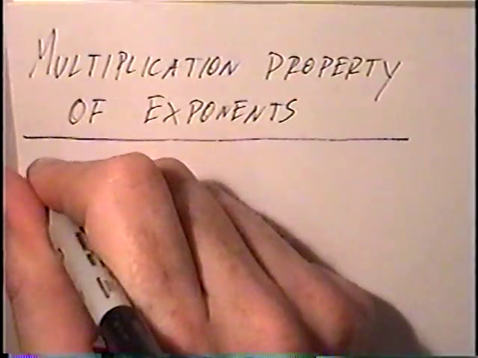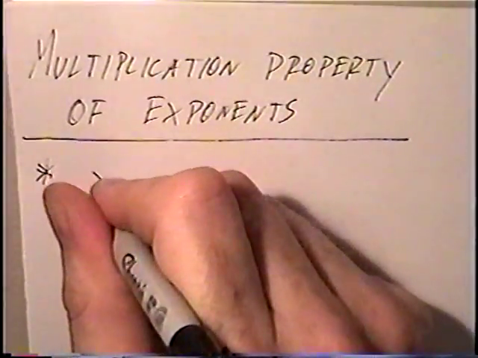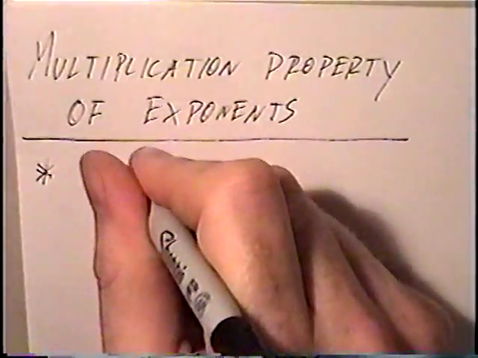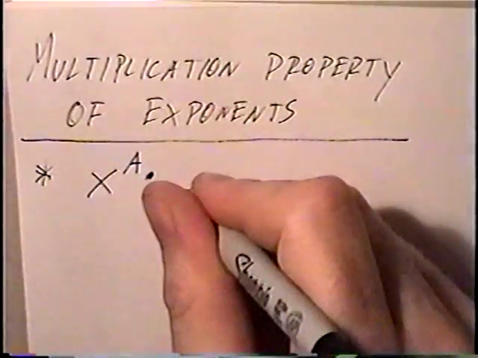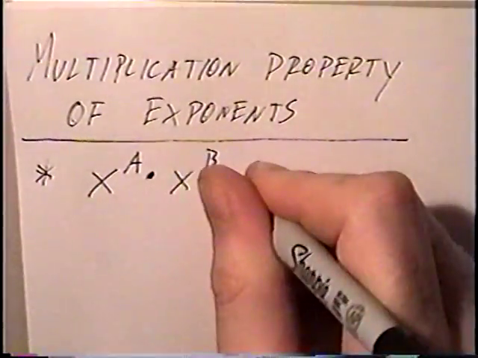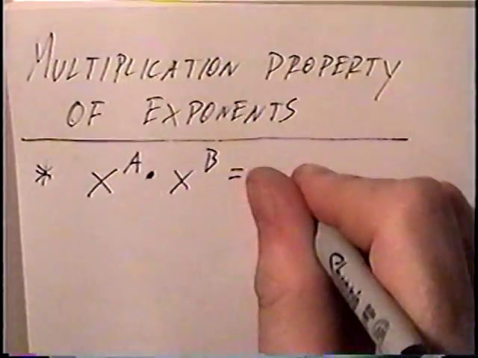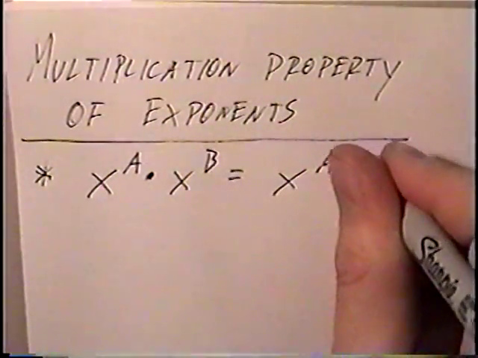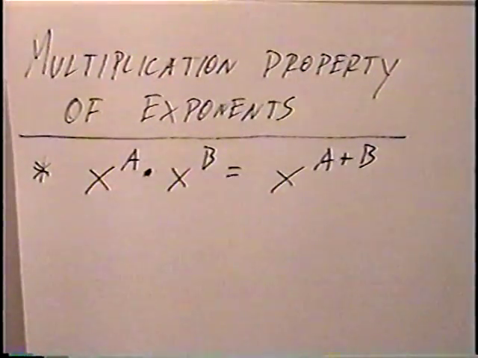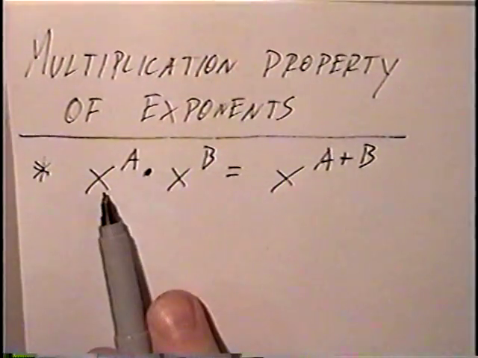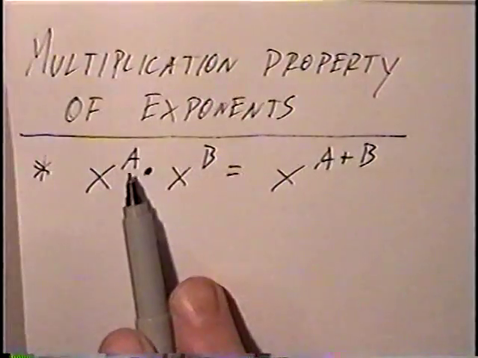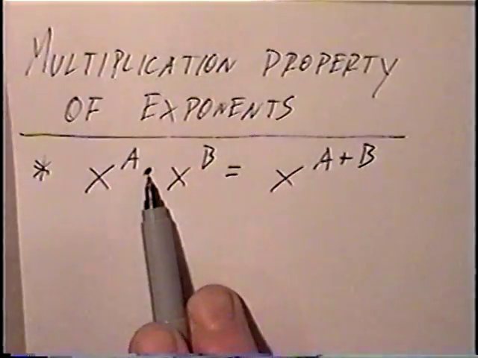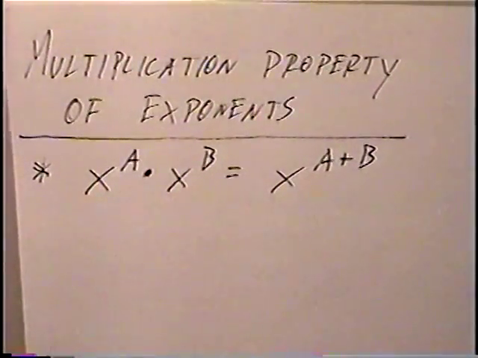The definition or formula for the section: x to the power of a times x to the power of b equals x to the power of a plus b. What this means is if you have x, which could be, again, any number or any variable, to two exponents, when you're multiplying, we'll be adding the exponents a plus b.